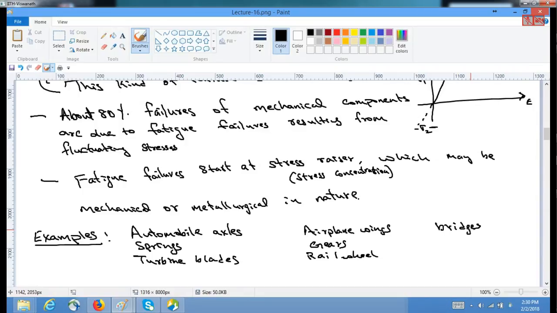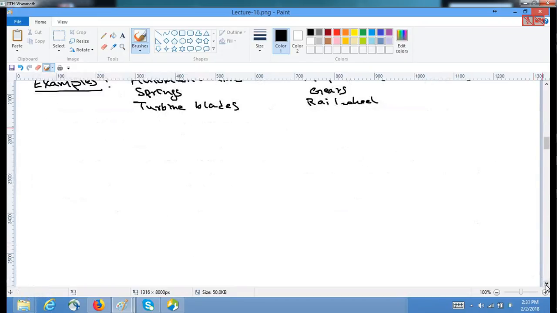So let us first quantify our loading, and then we'll talk about the fatigue strength at a later point. Quite a few definitions we'll start with today, and then we'll go on to how to determine the fatigue strength as we go along. The first definition is fatigue failure.